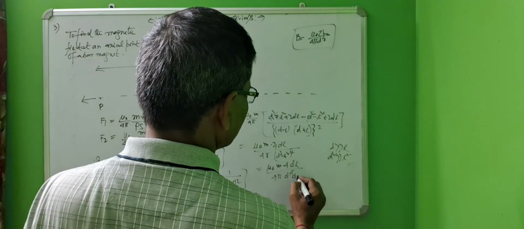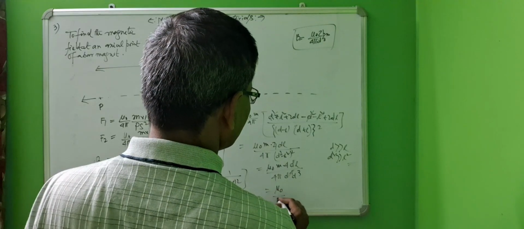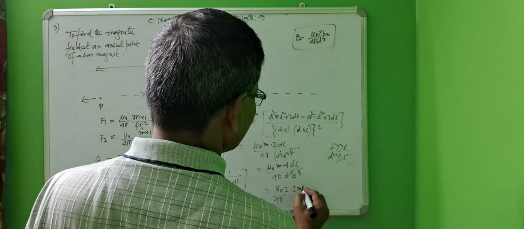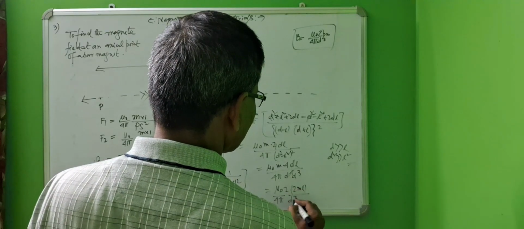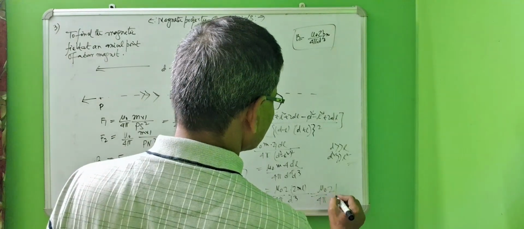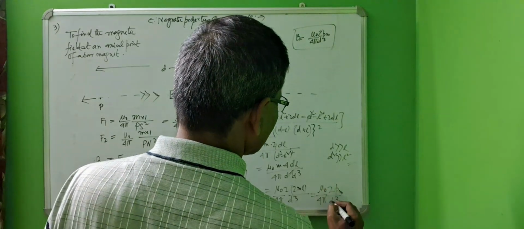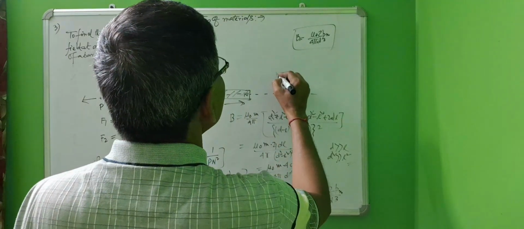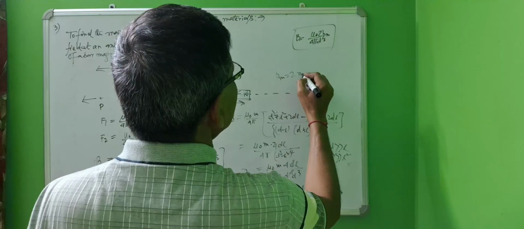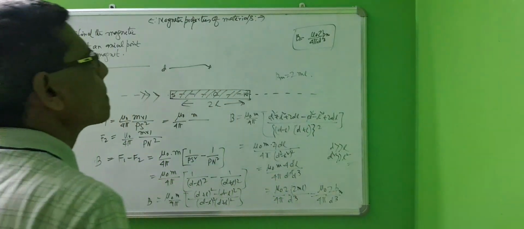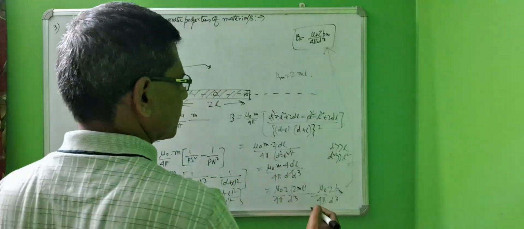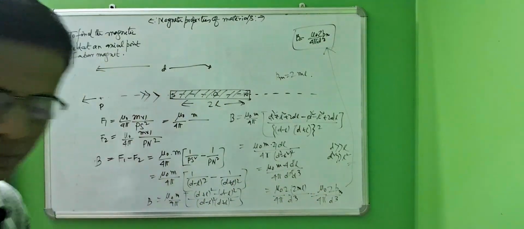Cutting D cubed we get μ0 by 4π, 2 into twice mL divided by D cubed, equals μ0 by 4π, 2 Pm upon D cubed, where Pm is twice mL. So the formula is reduced here. This formula was used in the previous problem.